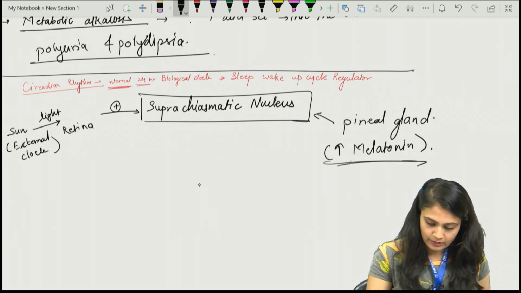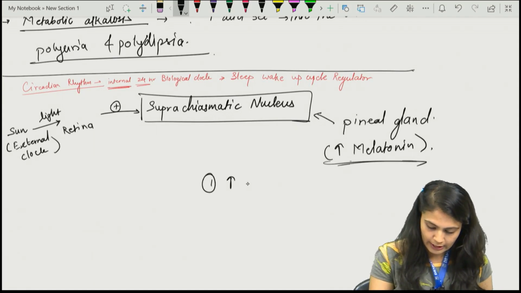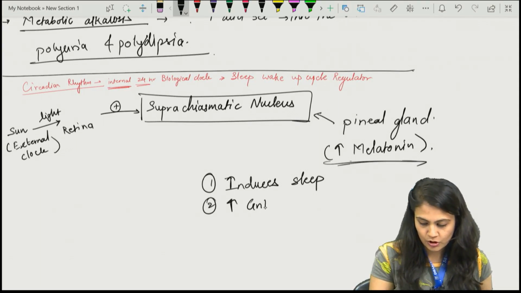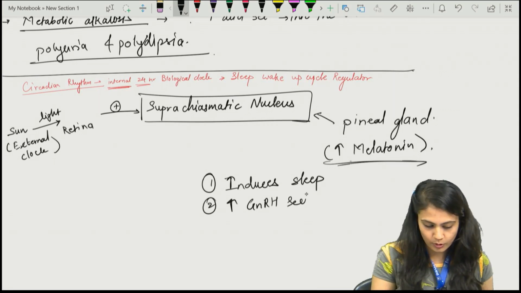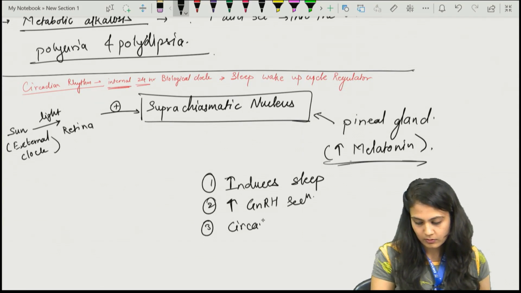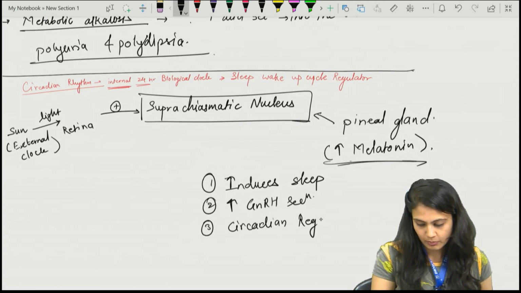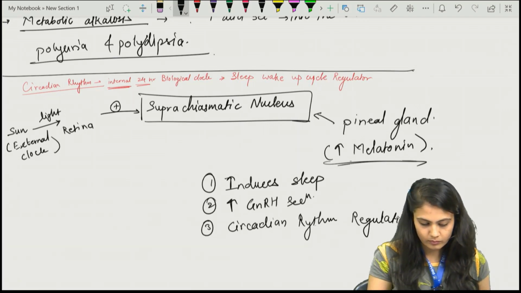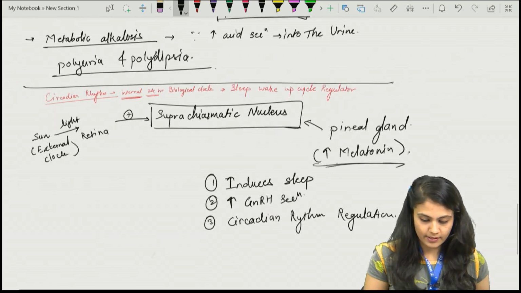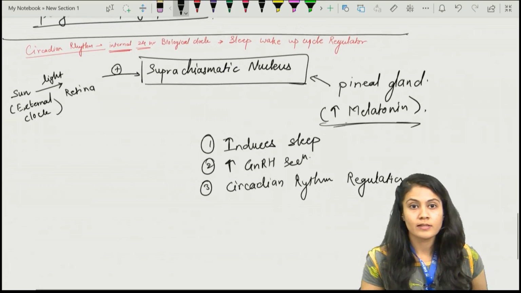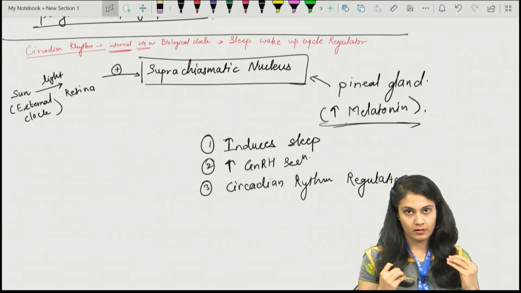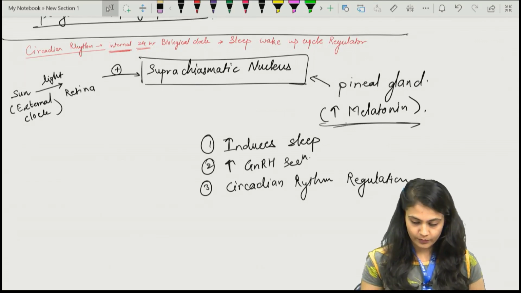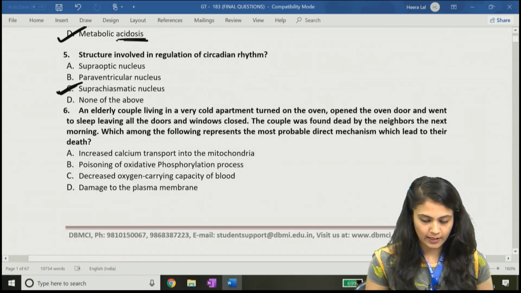What are the functions of melatonin? First, it induces sleep. Then it increases gonadotropin releasing hormone secretion, and third is circadian rhythm regulation. So this happens during day and night time, and that's how our biological internal clock is stimulated, and it gives us the idea of day and night, and that's how our sleep wake up cycles are regulated. So the answer of this question is option C, suprachiasmatic nucleus.